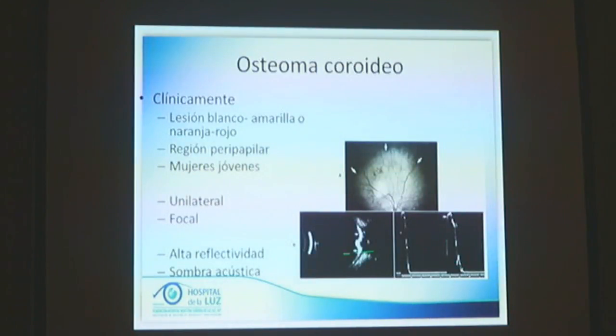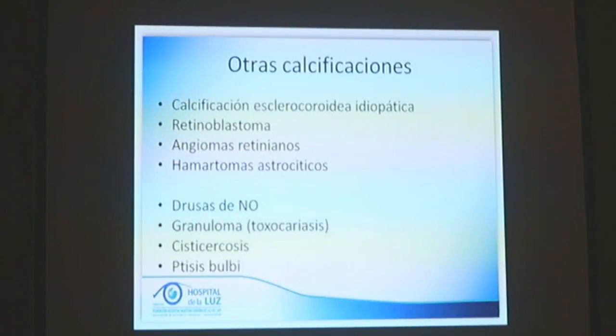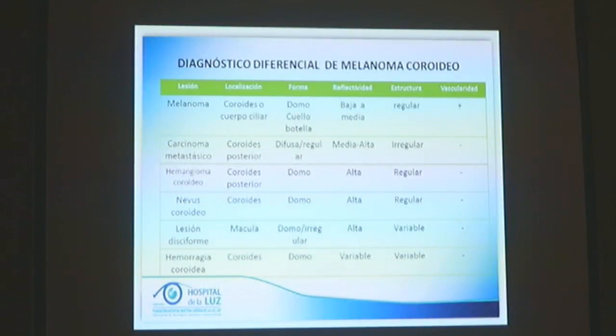Y así como se encuentra esto, también puede haber lesiones a nivel del disco óptico. Hay calcificaciones esclerocoroideas idiopáticas, retinoblastomas, angiomas retinianos, hamartomas astrocíticos, drusas del nervio óptico. Todas esas pueden tener calcificaciones. Aquí tenemos un cuadro de lo que acabamos de mencionar. Eso lo van a poder tener ahí en las presentaciones para poder diferenciar las diferentes tumoraciones más frecuentes que podemos llegar a presentar en el consultorio.